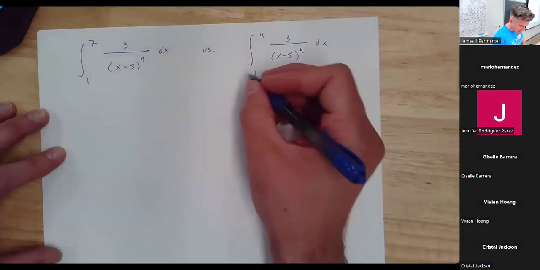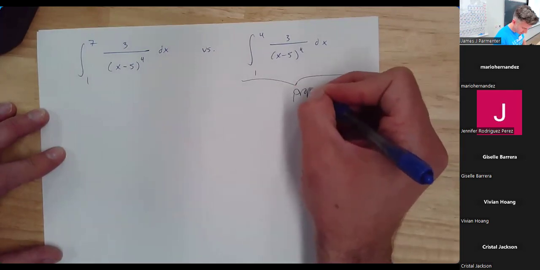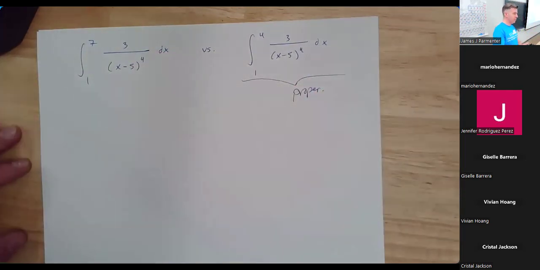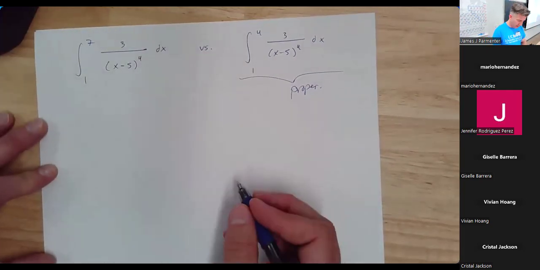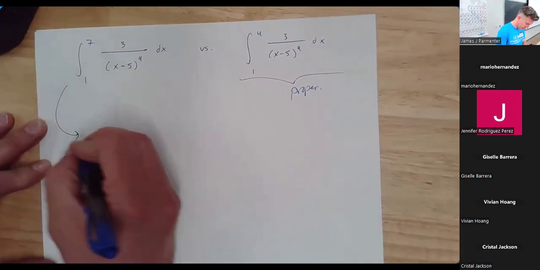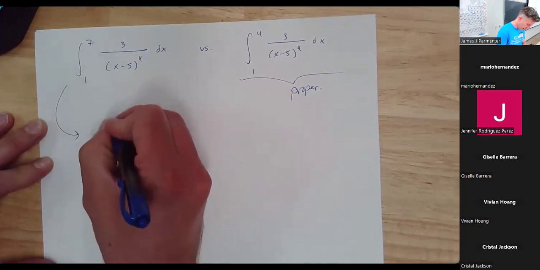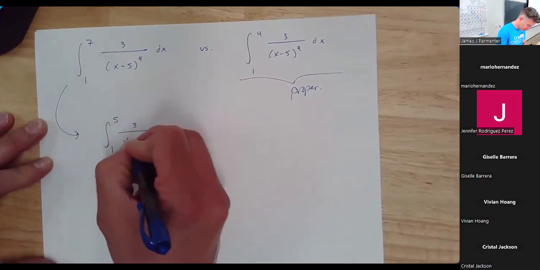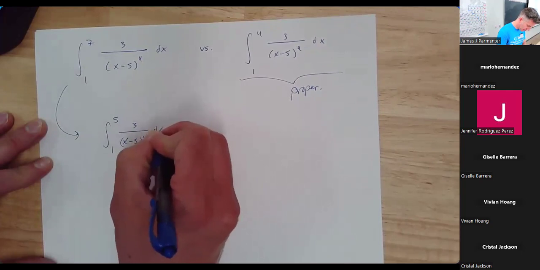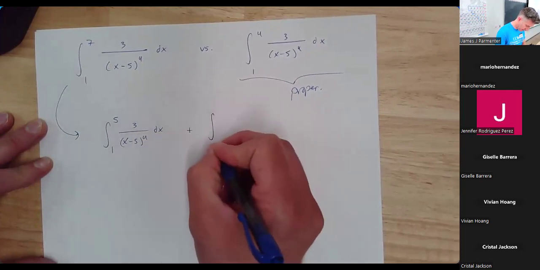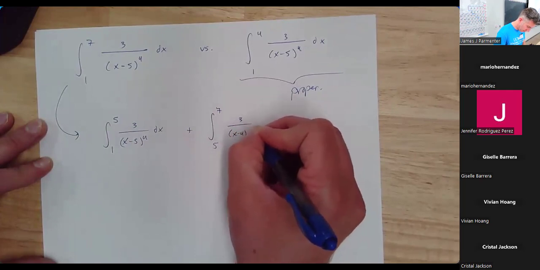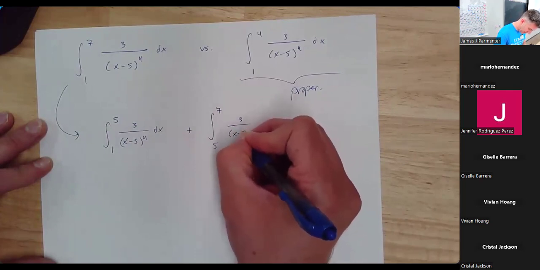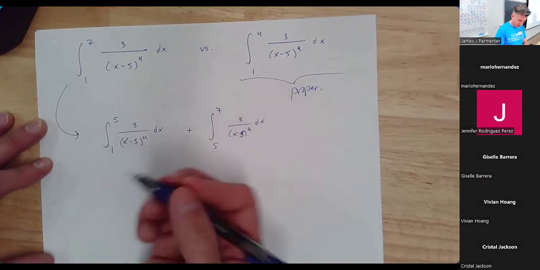Whereas here, this one is totally proper. You would just antidifferentiate, plug in, and find the values. So for this one, again, we have to break it up. We're going to write this as the integral from 1 to 5 of 3 over (x minus 5) to the fourth dx plus the integral from 5 to 7 of 3 over (x minus 5) to the fourth. And let's just look at one piece.